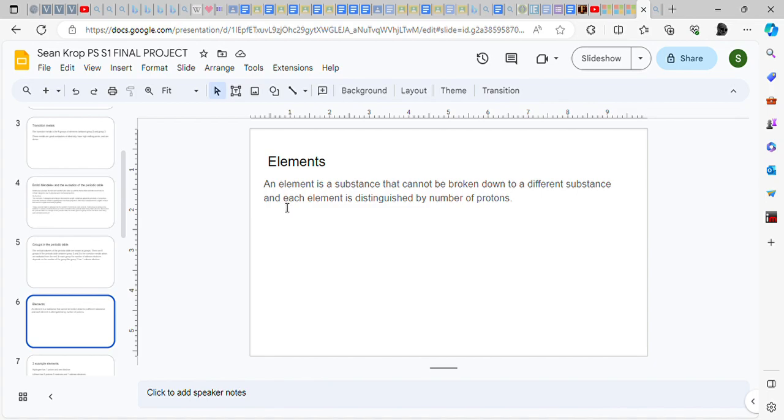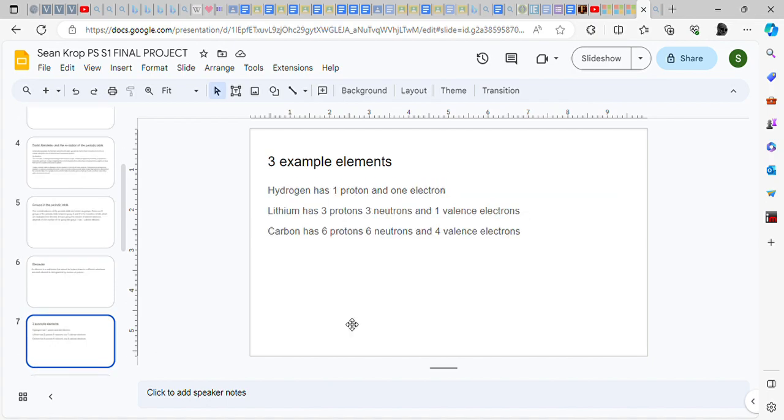Elements. An element is a substance that cannot be broken down into a different substance, and each element is distinguished by a number of protons. 3 example elements. Hydrogen has 1 proton and 1 electron. Lithium has 3 protons, 3 neutrons, and 1 valence electron. Carbon has 6 protons, 6 neutrons, and 4 valence electrons.